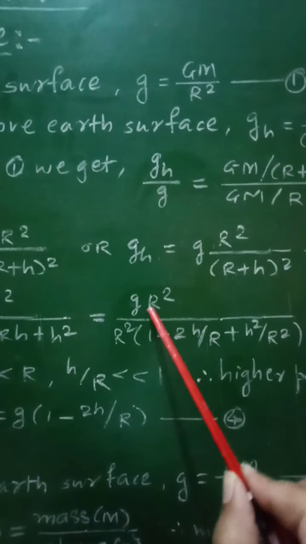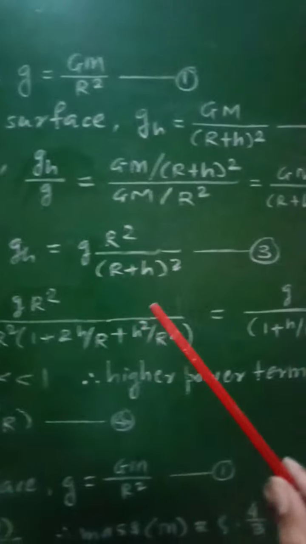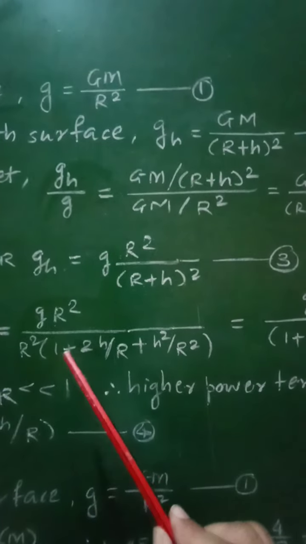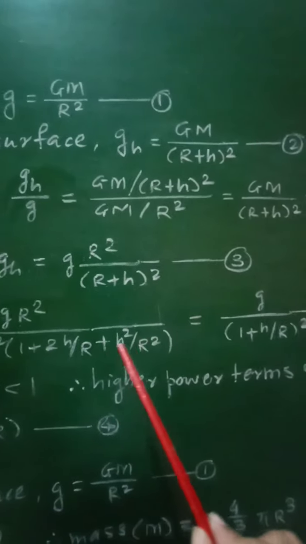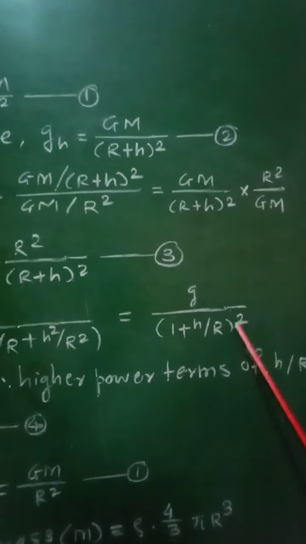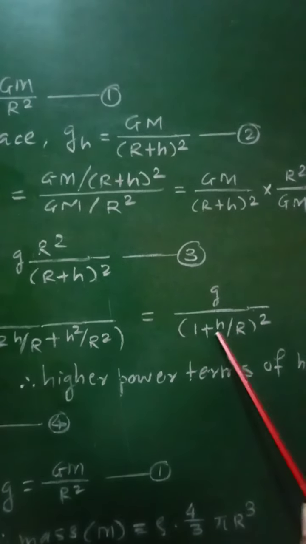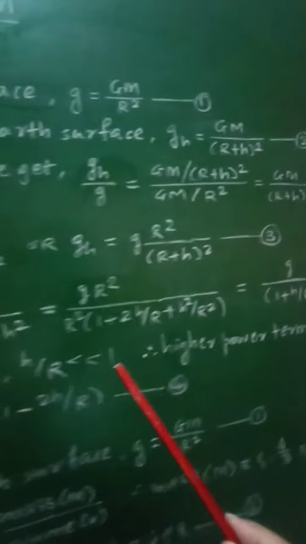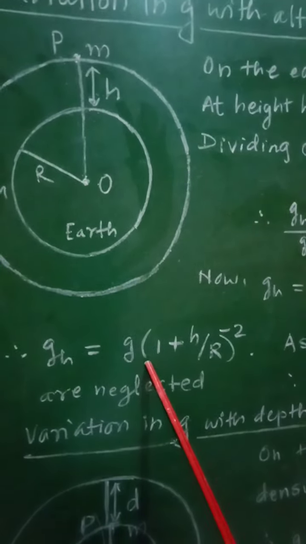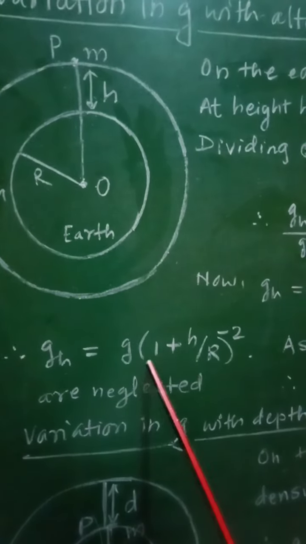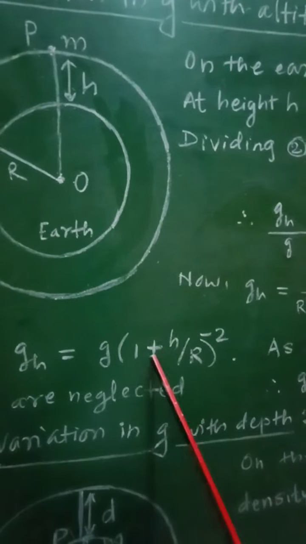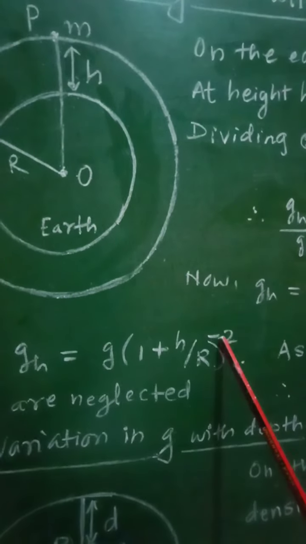Now r square will get cancelled, and therefore we will get g upon this bracketed term will be the square of 1 plus h by r, 1 plus h by r whole square, and therefore further it will be written as gh is equal to g into that square term will be shifted to numerator, therefore its index will become minus 2, 1 plus h by r raised to minus 2.